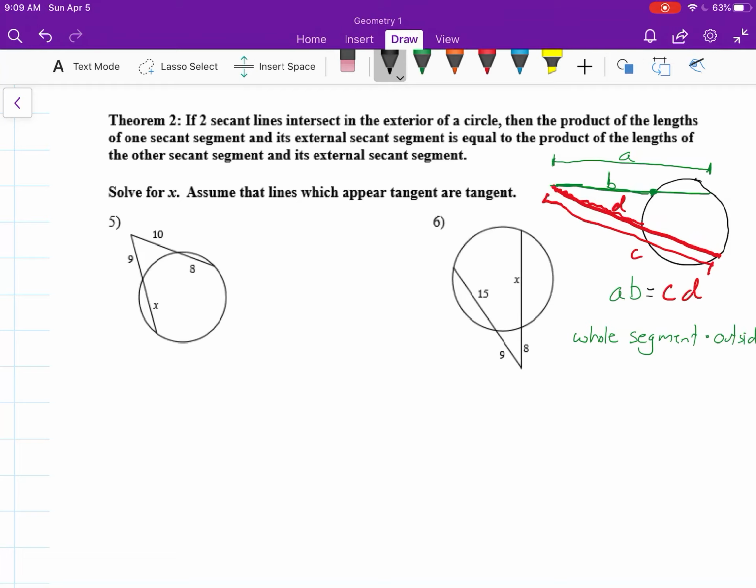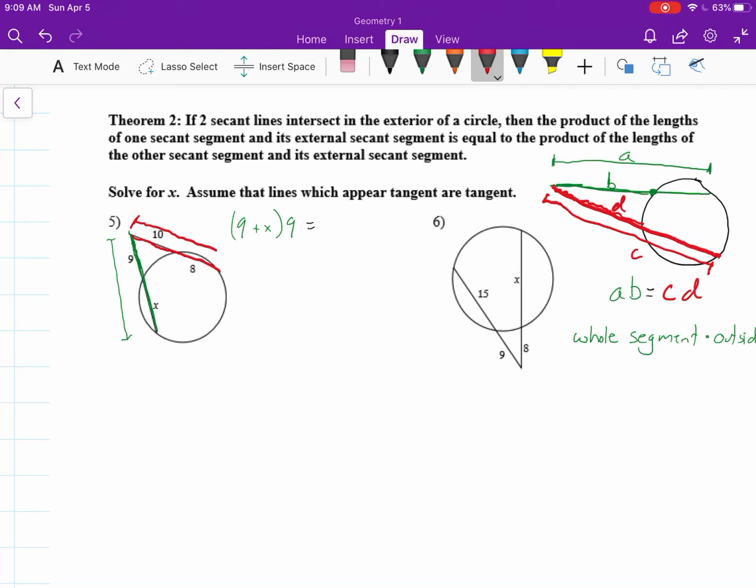So in number 5, we have two segments intersecting outside the circle. So there's a secant segment, and then here's another one. And what we want is the whole green segment. This is where we have to think through this. So what is this whole segment? This is 9 plus x. The whole segment times the outside part, which is just the 9, is equal to the whole red segment.